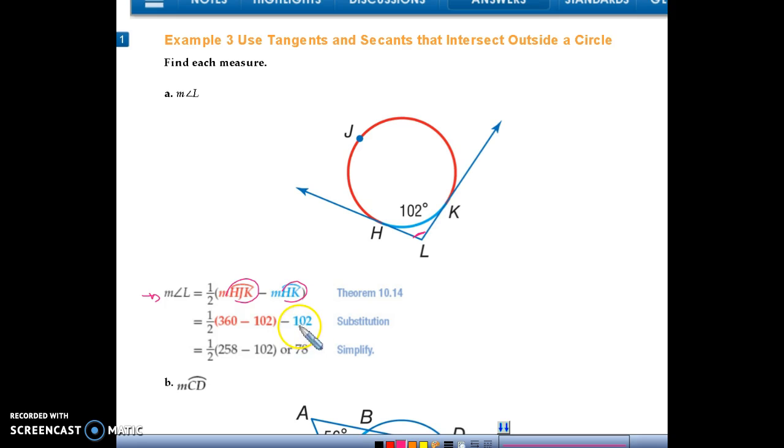Substituting the values, the measure of HJK is going to be the measure of the whole circle minus the blue one, that is 102. And it's here, 360 minus 102. Then I'm going to subtract the measure of HK, that is 102. Doing the numbers, I got that the measure of angle L is going to be 78 degrees.